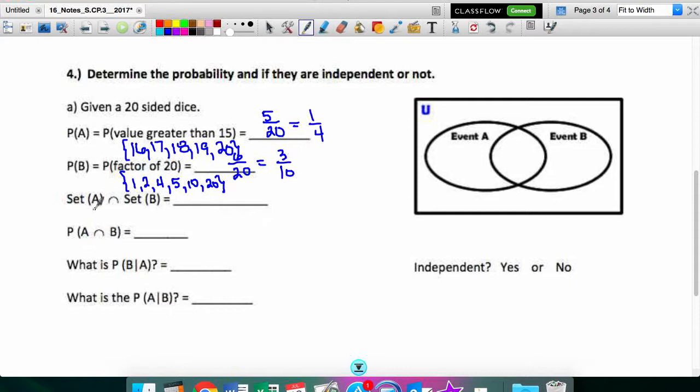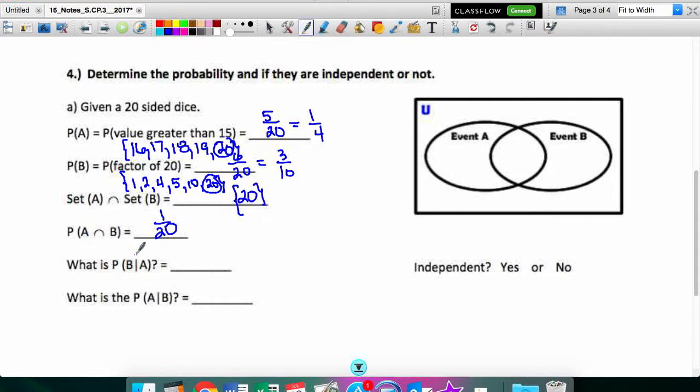The next question wants the set of A intersect B. Notice this is not a probability. These are the actual outcomes within the intersection. If I look at my 2 sets and I just look for any overlap, I see the only number that is in common is the 20. This means that there's only one outcome in my intersection set, 20. And therefore, the probability of the intersection would be that one outcome out of the 20 possible outcomes.